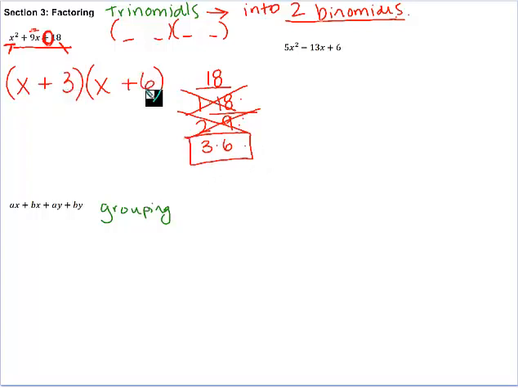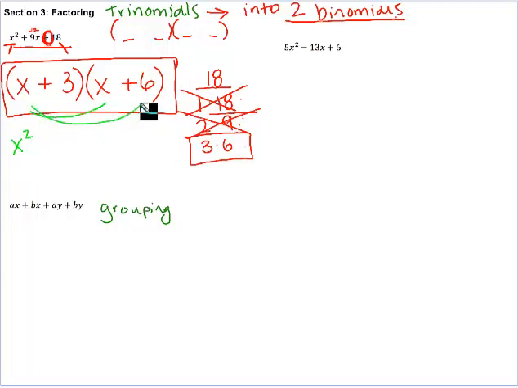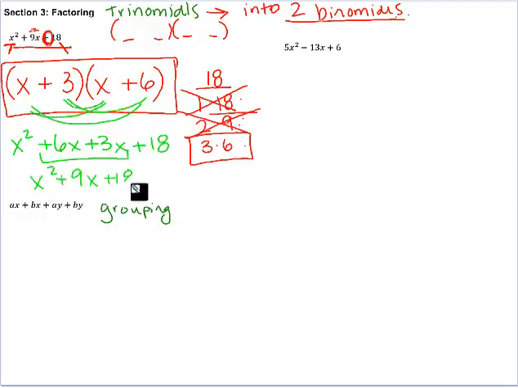And now we check. We're pretty sure that this is how it factors down, but you always want to check these until you get really good and comfortable at them. So x times x is x squared. x times 6 is plus 6x. 3 times x is plus 3x. 3 times 6 is plus 18. 6x plus 3x is 9x. So we do have our x squared plus 9x plus 18, which is exactly what we started with. So we know we factored it down correctly.